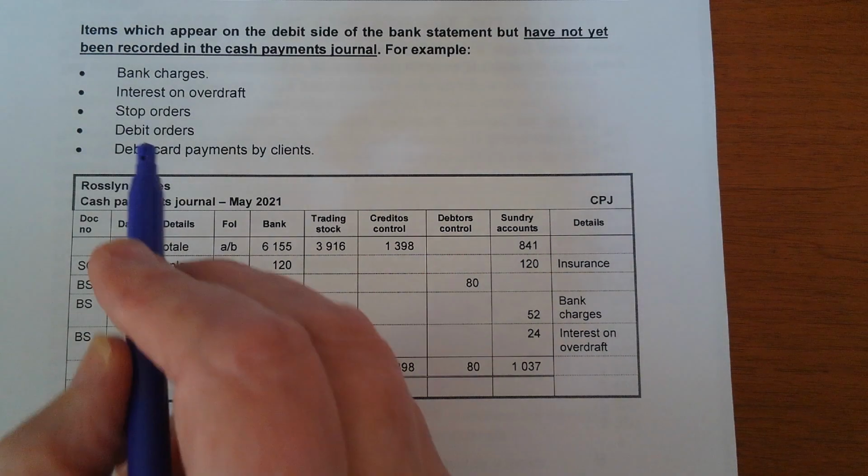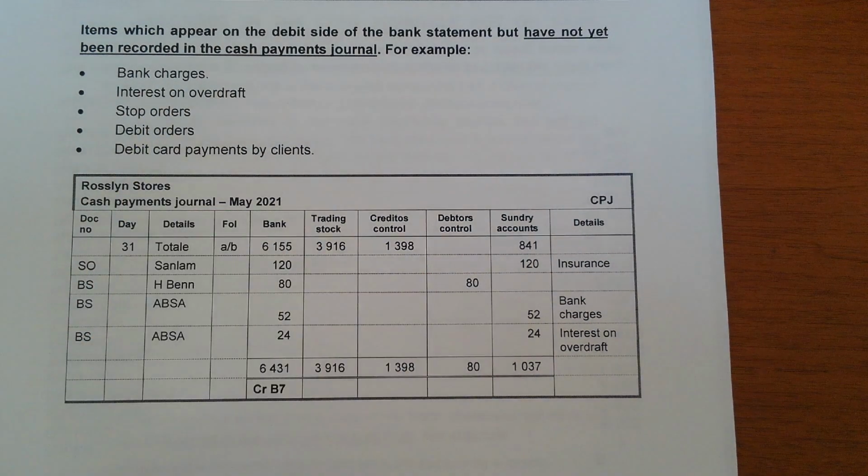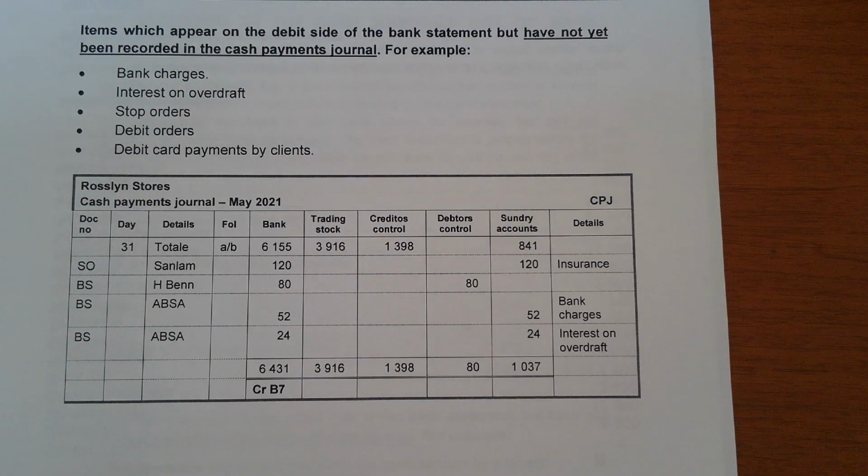And remember, the difference between the stop order and the debit order is the stop order was signed at the bank. The amount stays the same from one month to the next. Debit order was signed at the third party that's going to collect the money, and the amount will change from one month to the next month.